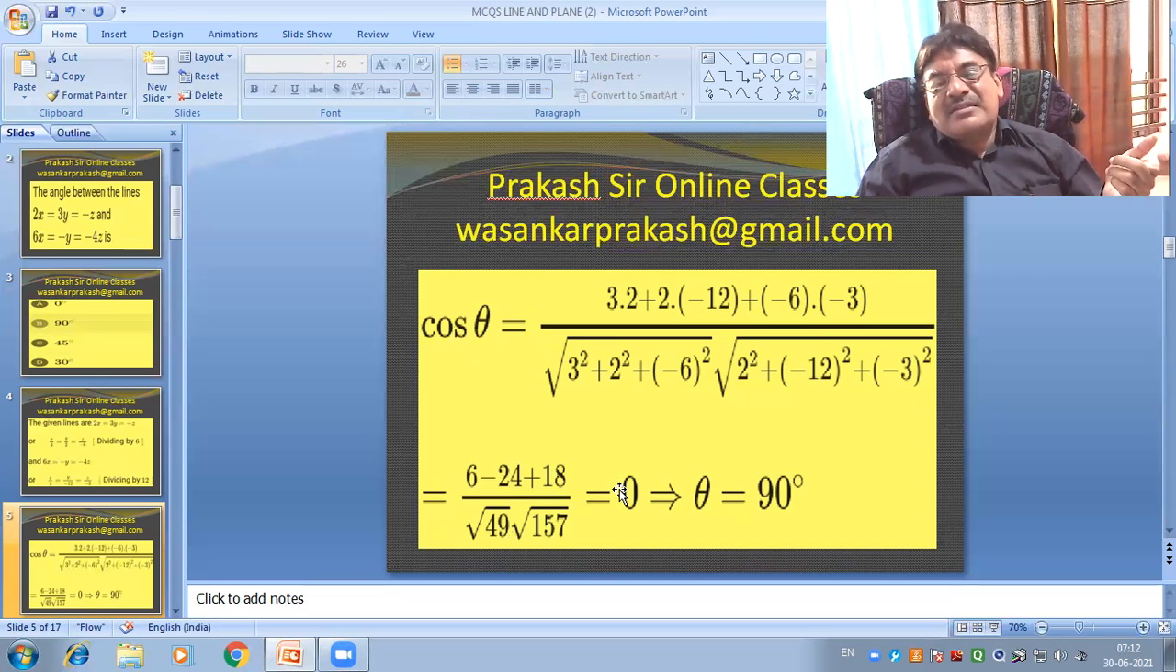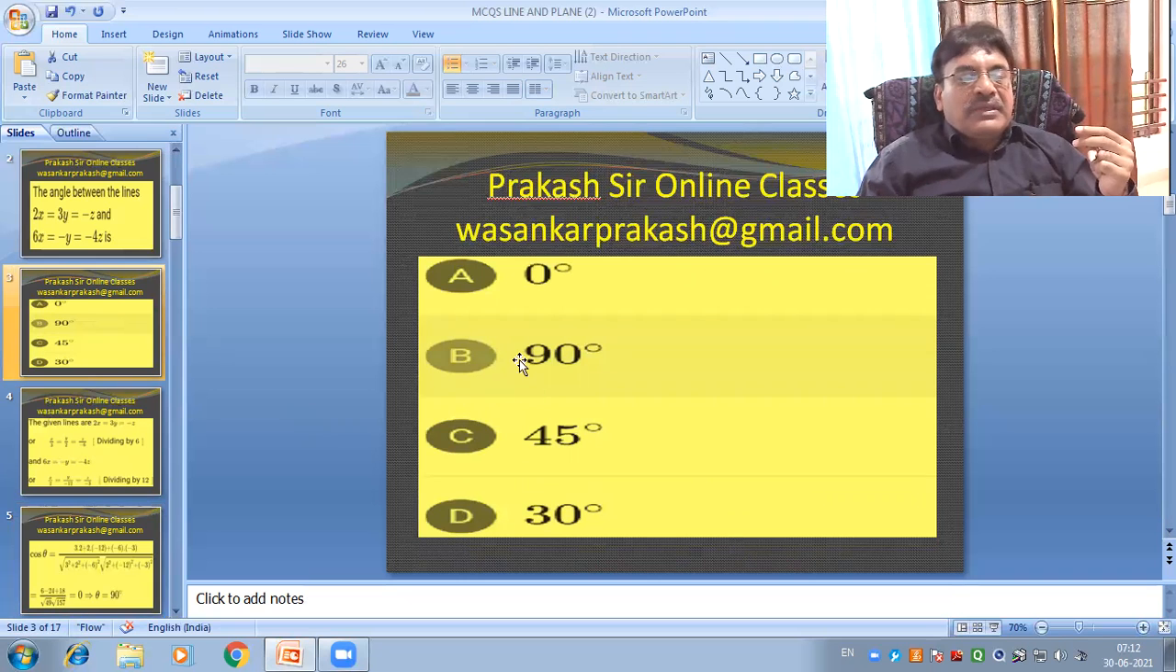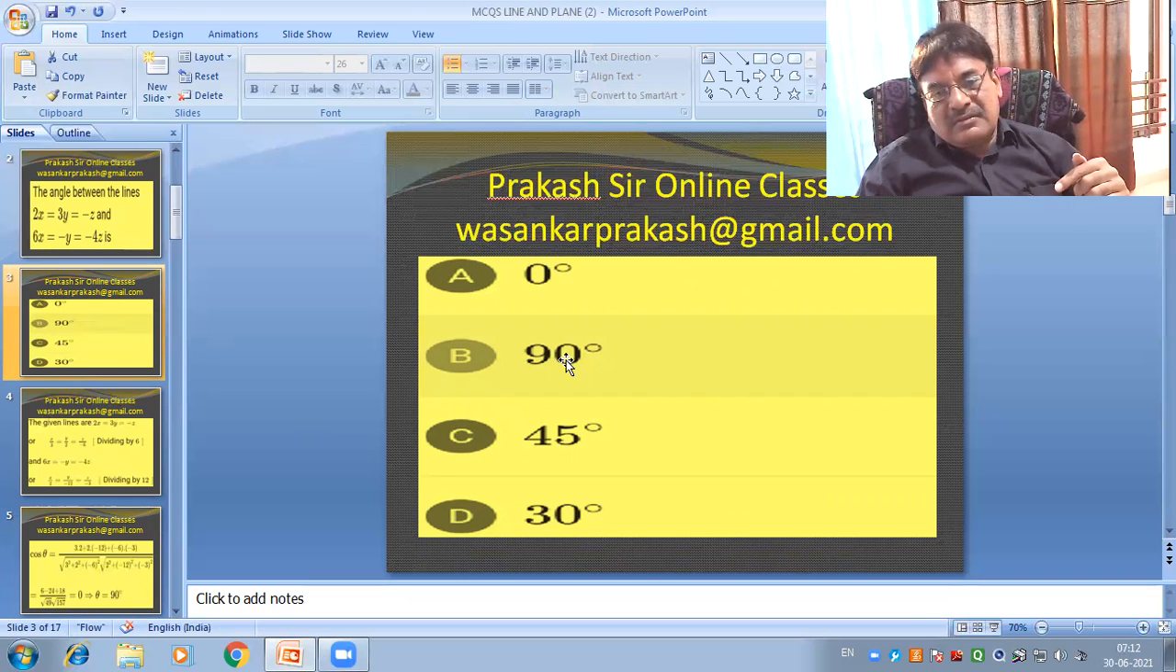Therefore, cos theta is equal to 0, and 0 is the value of cos 90. Therefore, theta is equal to 90 degrees. Therefore, the angle between the given two lines is 90 degrees. So here B is the correct option.